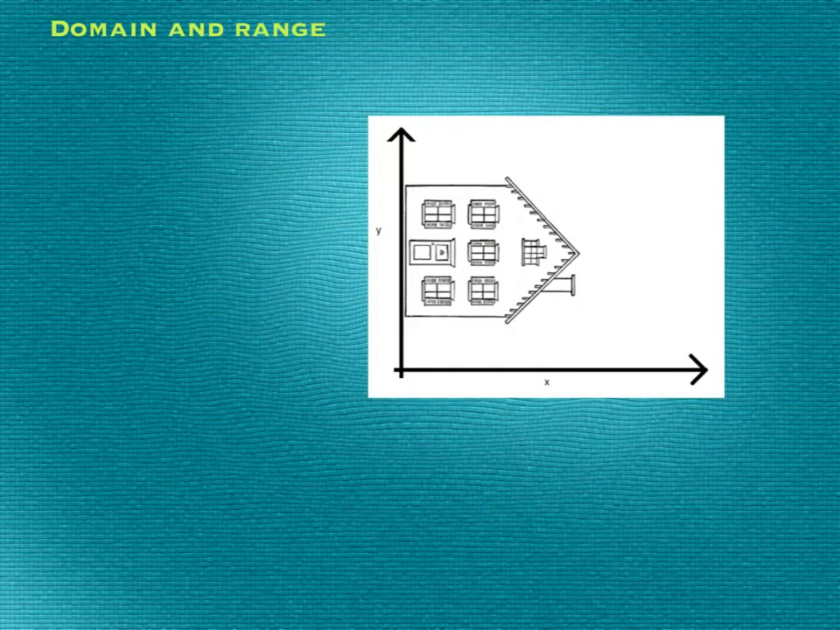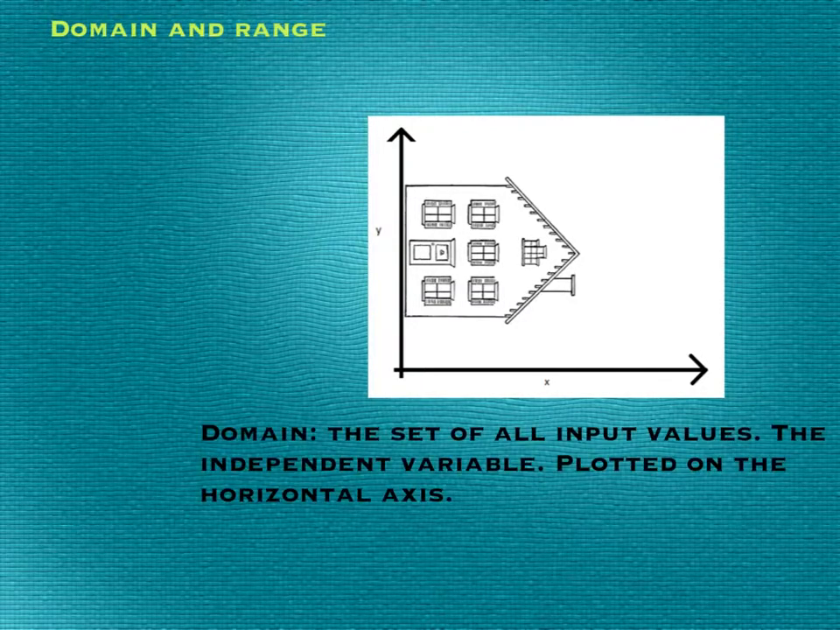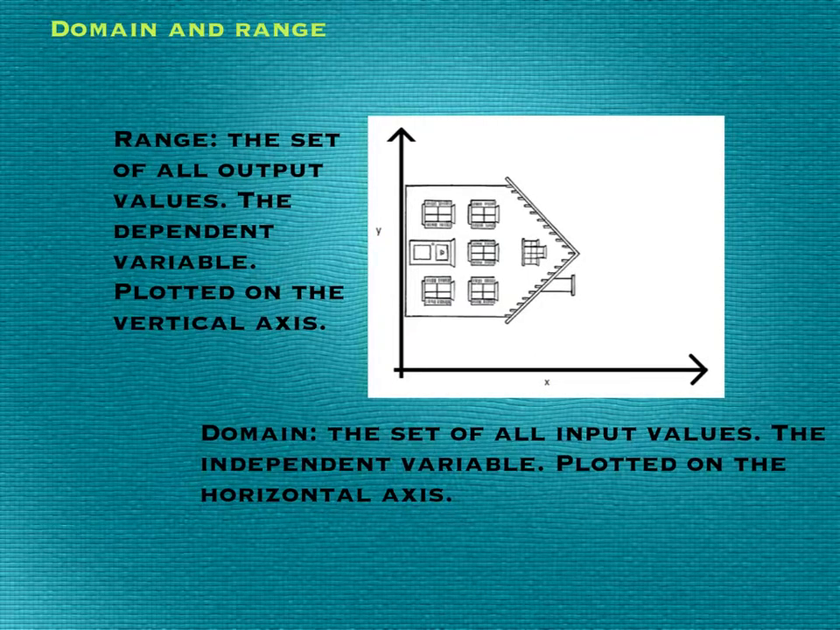Okay, let's move on to domain and range. We need to define these two things. So domain then would be the set of all input values, or the independent variable. Basically your x's, but it's not always x. It just depends on what your problem is dealing with, and that's always plotted on the horizontal axis. And the range then is the set of all output values, or the dependent variable, and that's always plotted on the vertical axis. So here you see a picture of a home on the range.